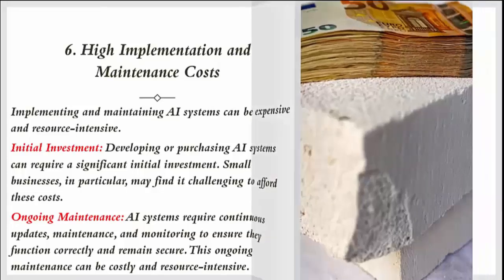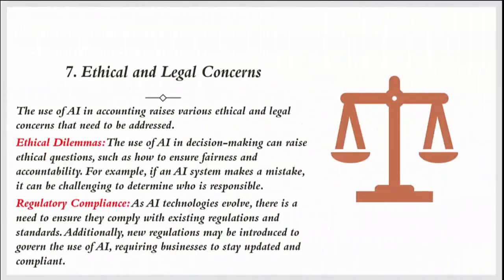7. Ethical and legal concerns. The use of AI in accounting raises various ethical and legal concerns that need to be addressed. Ethical dilemmas. The use of AI in decision-making can raise ethical questions, such as how to ensure fairness and accountability. For example, if an AI system makes a mistake, it can be challenging to determine who is responsible. Regulatory compliance.